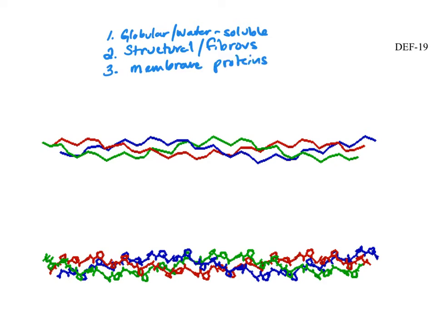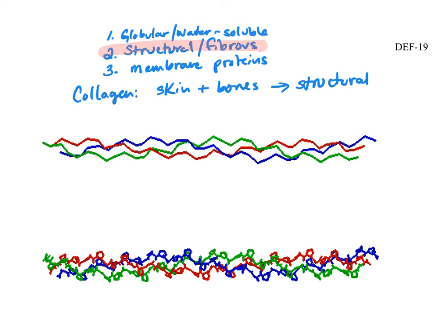So we're going to use as an example for a structural fibrous protein, the protein shown below called collagen. And collagen is found in skin and bones in your body, and it therefore has a structural purpose. Its job is not to float around in the blood. Its job is not to be involved with membranes. Its job is to hold tissues together and to give them great strength.